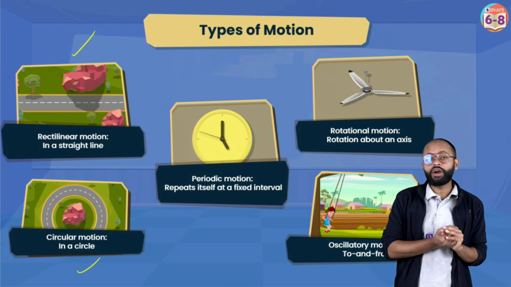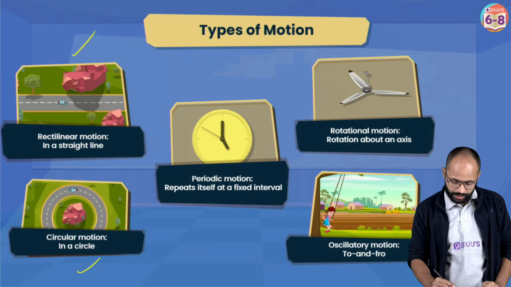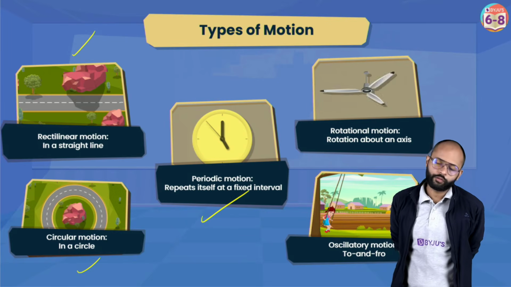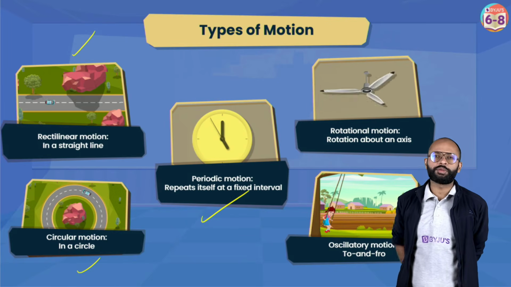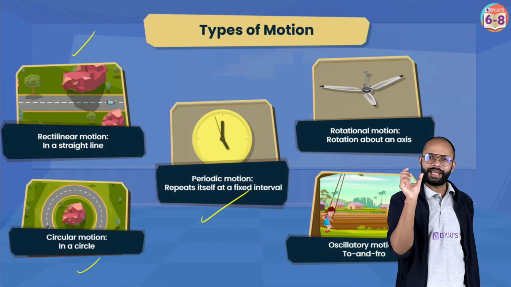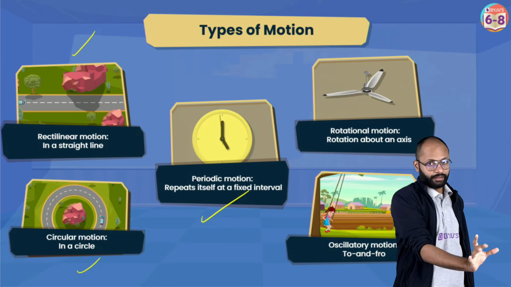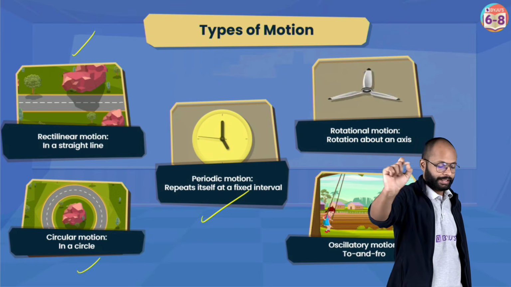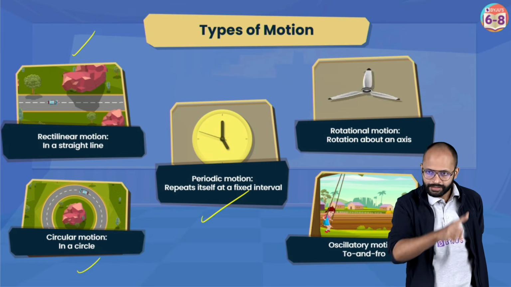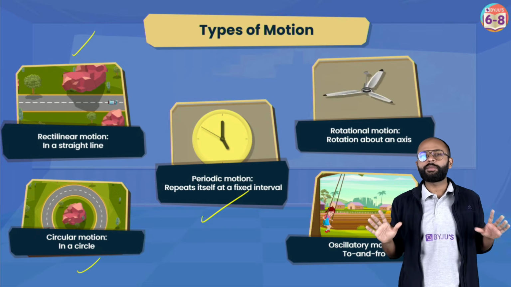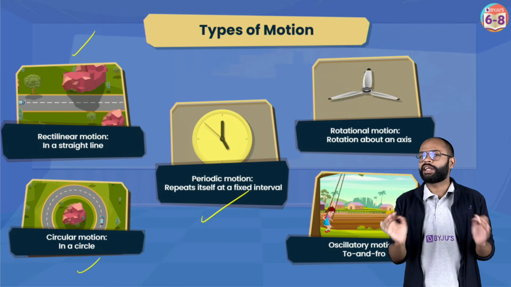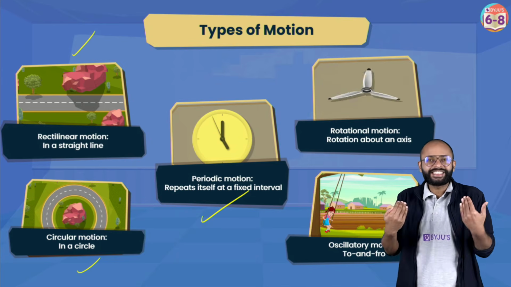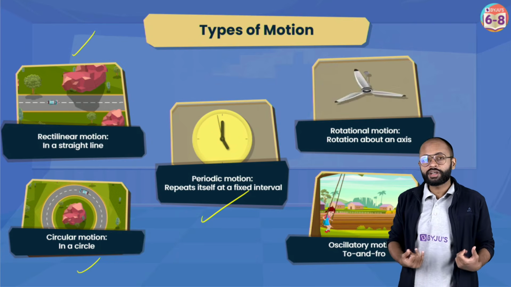Chalo. Next, periodic motion. This is also very important. It's there in your book. A lot of questions are asked from this. Periodic motion. Every motion has something to do with a particular thing. Like for example, rectilinear motion had something to do with a straight line. Second, circular was about the circle. Periodic is only and only about time. If a body repeats its motion after a fixed interval of time, that is called periodic motion.